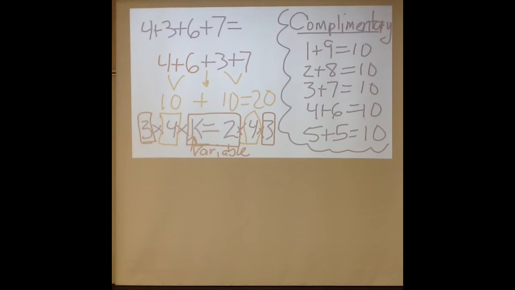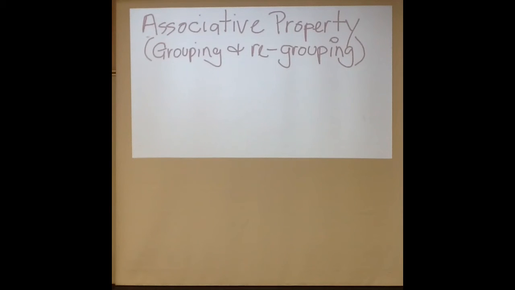The next one I want to tell you about is called associative property. What you need to remember here, and this is important, is grouping and regrouping. What do we mean by grouping and regrouping? Well, we have 2 plus 3 plus 4 equals, and we have our parentheses. Anytime you see parentheses, that means grouping. So we have our grouping of 2 plus 3. Here's our group right here, 2 plus 3.